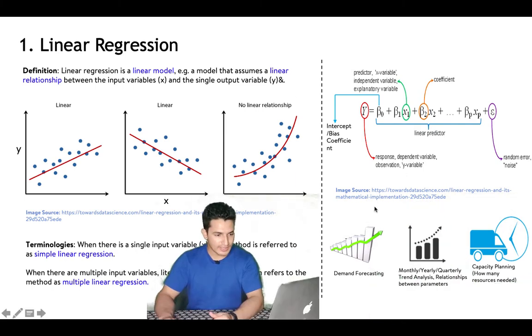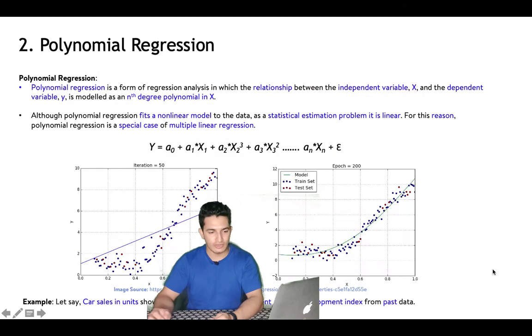And the use cases where linear regression is used: it's used in demand forecasting, and in finding relationships between parameters. Like in this case, we are finding a relationship between y and all the x, where x1, x2 are all different features. And it's also used in predicting continuous values, so it's used in capacity planning kind of use cases.